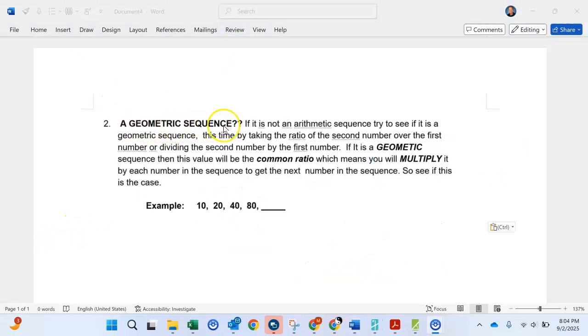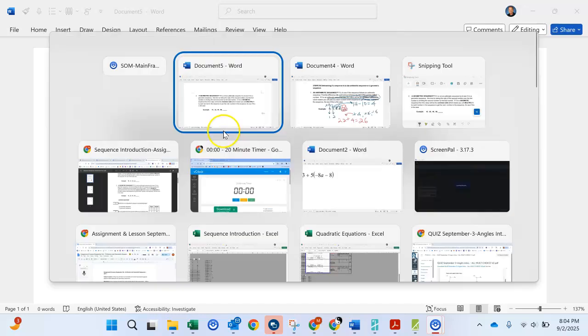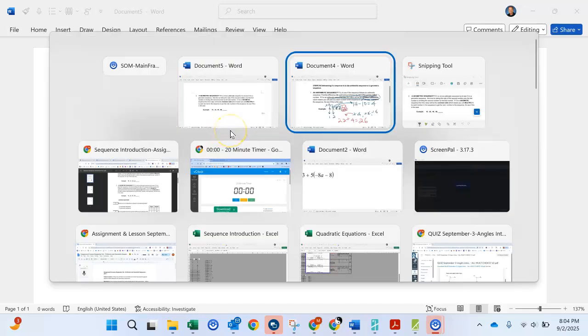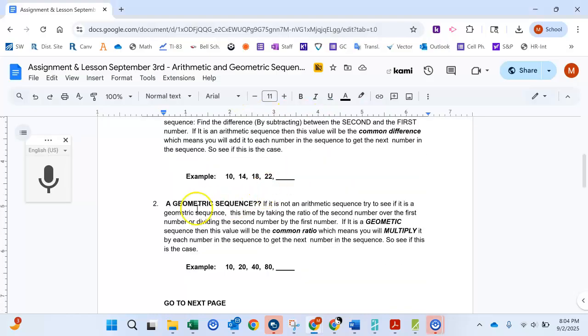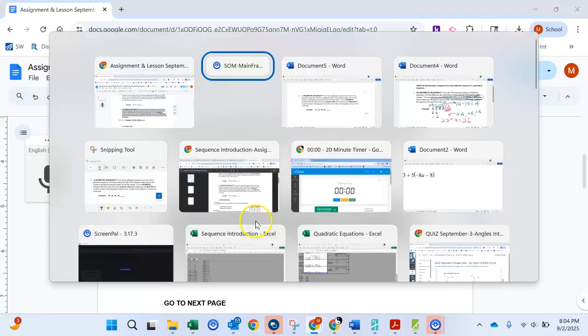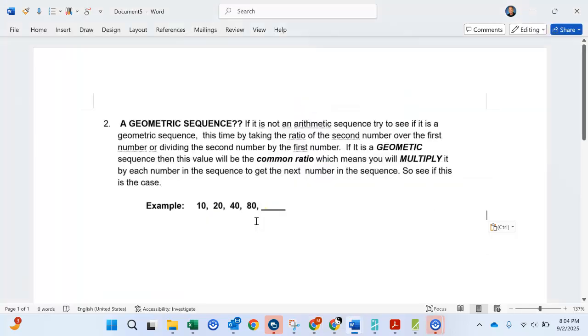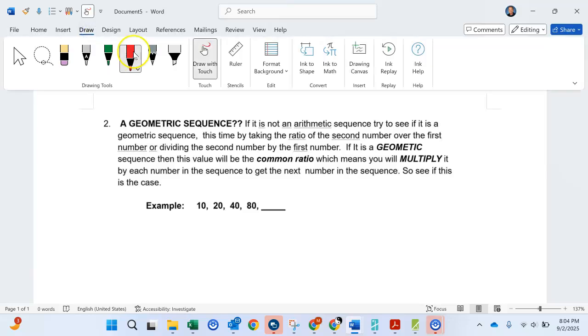Okay, so the next thing we're going to look at is a geometric sequence. So make sure again that you go to the translation document and look at this one right here. Go ahead and read that one right there, translate it, and then come back here. And so if we're looking at geometric, what we want to do is take the ratio. Let me do this.